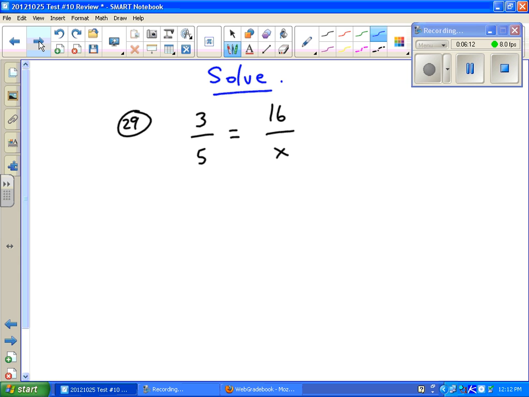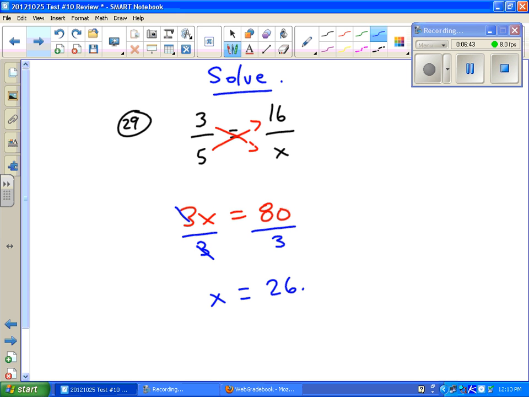And then 29, here's another proportion like the ones earlier. 5 over 3 equals 16 over x. Cross multiply. 3 times x is 3x, and 5 times 16 equals 80. Then that says 3 times x, so divide by 3 to cancel it out. If you divide by 3 on the left, you have to do it on the right. Cancel them out, leaves you with x equals 80 divided by 3, and we're going to have a decimal here, 26.67.